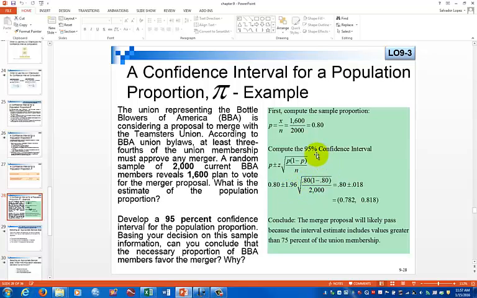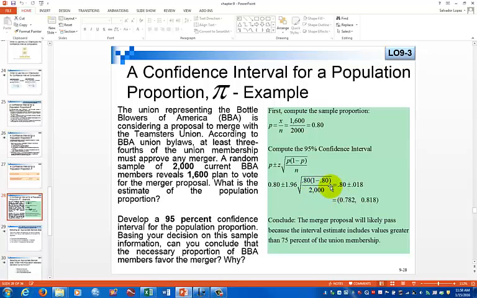And in some exercises, instead of 95% confidence interval, you hear or you read 5% significance level. That's another way of expressing 95% confidence interval. It's just 100 minus 95. And here times the square root of 0.80, 1 minus 0.80, divided by 2,000.